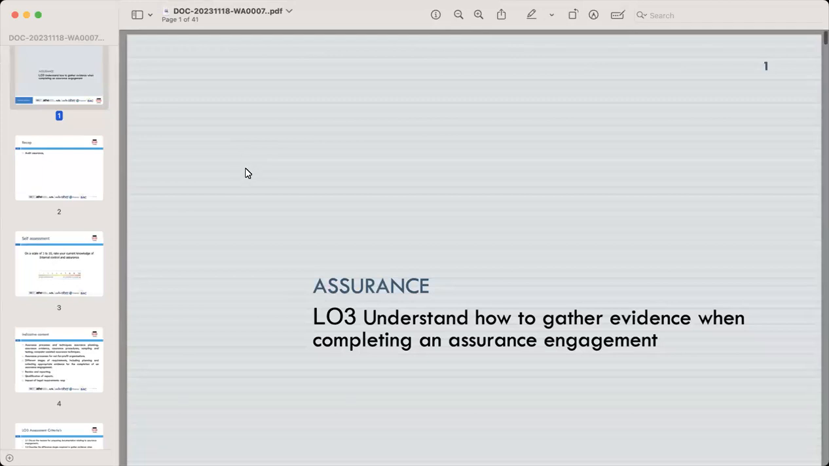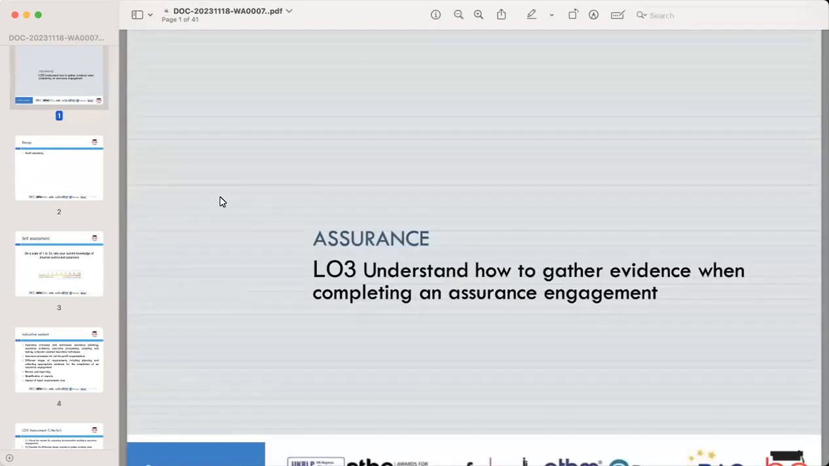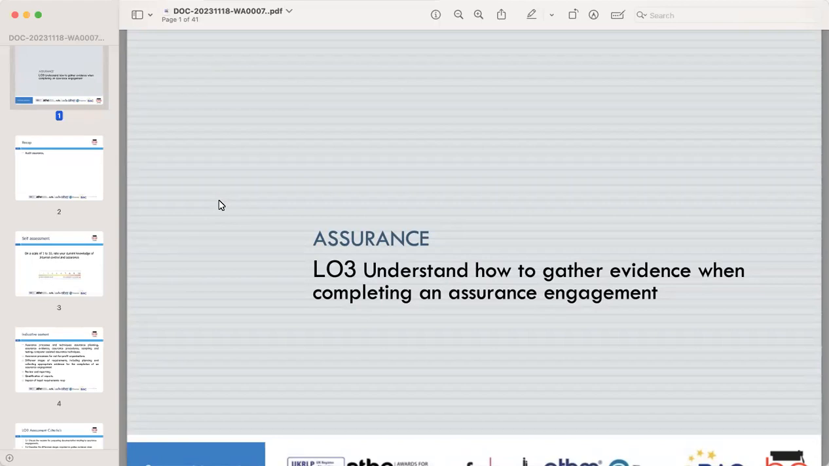Today's session is learning outcome 3: understand how to gather evidence when completing an assurance engagement. As I said, today we will discuss assurance engagement, specifically focusing on the important aspect of gathering evidence, so that information in a report or financial statement is reliable and accurate. That's exactly what assurance engagements are all about.